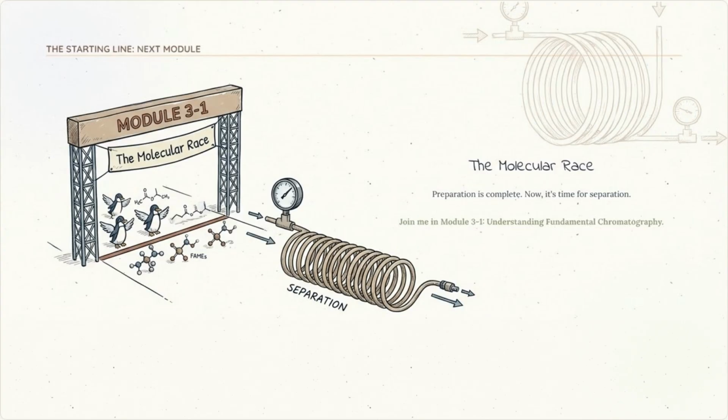But having a fast car doesn't matter if you can't drive it through the traffic. It's time to let the race begin. Join me in our next module, Module 3-1, the molecular race, where we move from prep into separation. We are going to learn how to control how chemicals behave under pressure in the chromatographic column. I'll see you at the starting line.